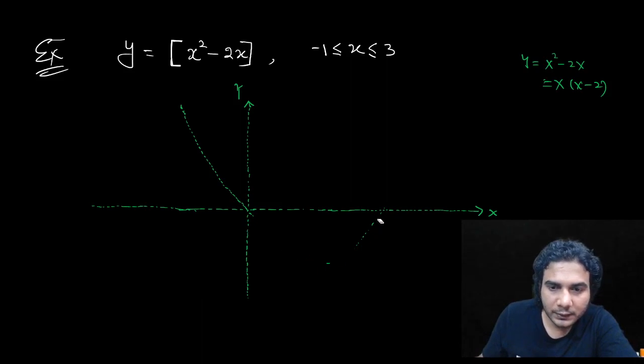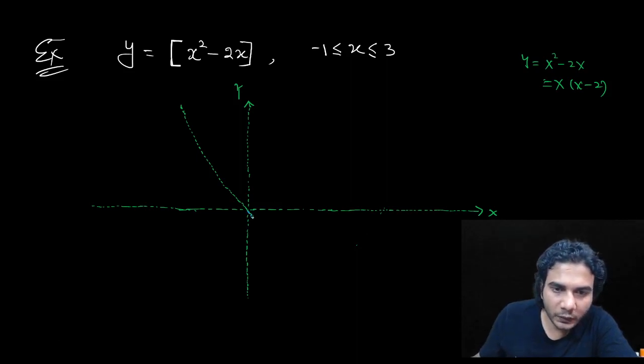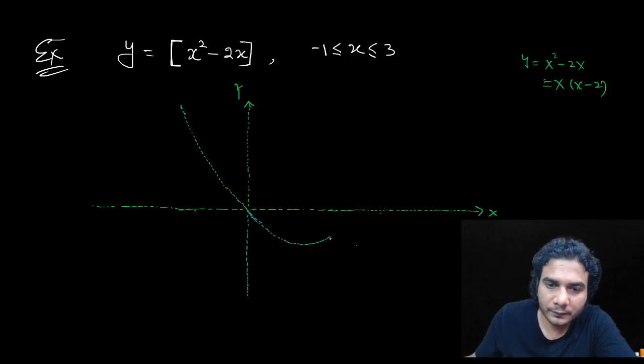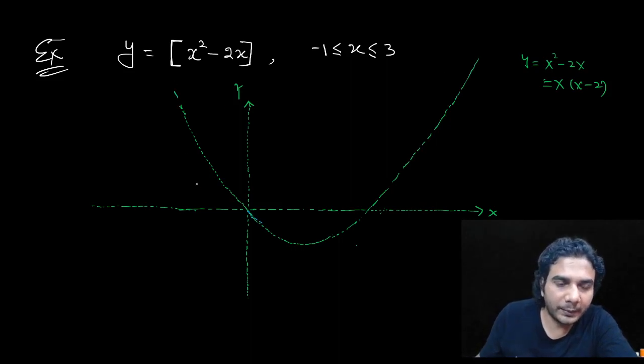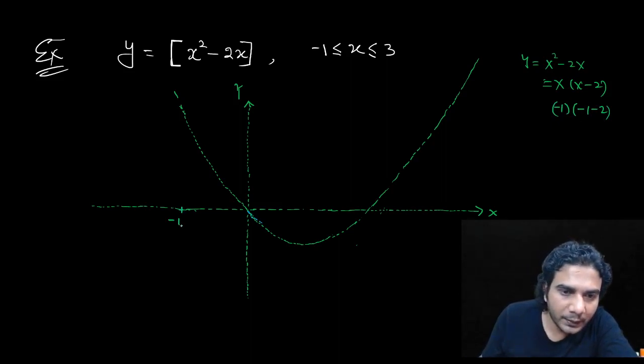Its vertex is at 1, okay, minus b by 2a. So its vertex is at 1, and at x is equal to 1, we can see the value. Like this, and this is 2, and we need to go up to 3, and here minus 1. So at x is equal to minus 1, let's check the value. If you put minus 1 in this, it is minus 1 into minus 1 minus 2, so it is going to be plus 3. So at x is equal to minus 1, it is going to be plus 3.